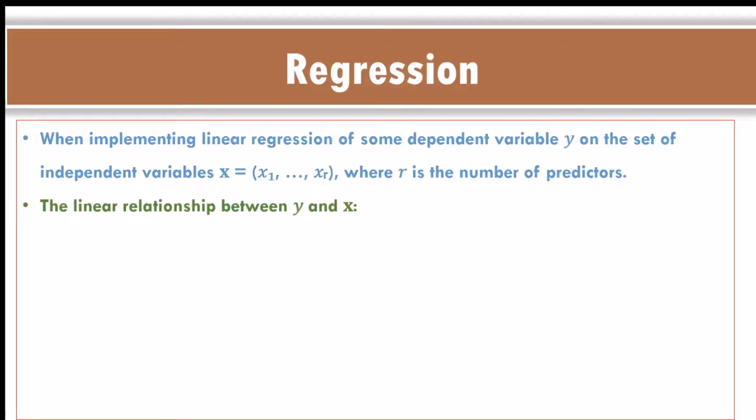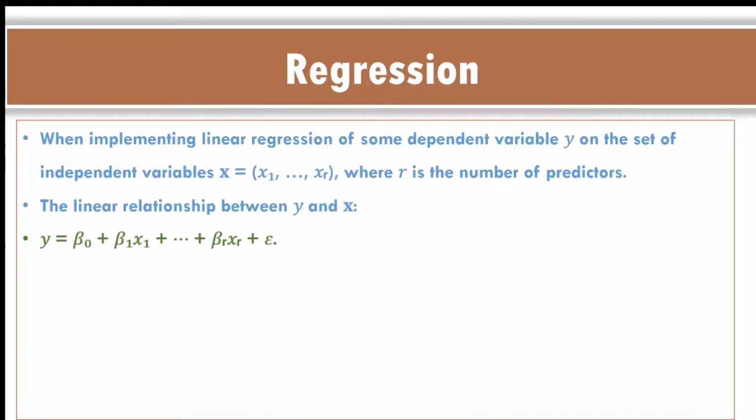Here then the linear relationship between y and x is this formula: y equals beta suffix 0 plus beta suffix 1 into x suffix 1 plus beta suffix 2 into x suffix 2 up to beta suffix r x suffix r plus epsilon, that is error. So here beta suffix 0 is called the intercept, which we are going to discuss later, and epsilon is the error, which also we are going to discuss later.